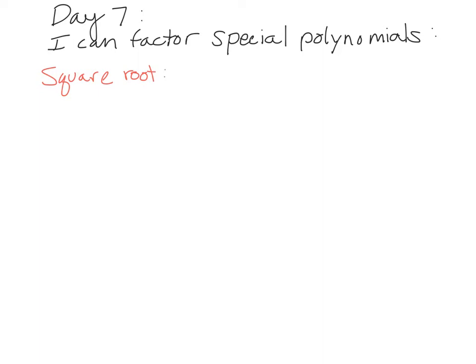Hopefully you recall, looking at the square root of 36, what times itself gives us 36? Well, that's 6. So the square root of 81: what times itself is 81? Well, that's 9. What about the square root of x squared? What times itself gives us x squared? Well, that's x. So we're thinking about square roots and perfect squares.